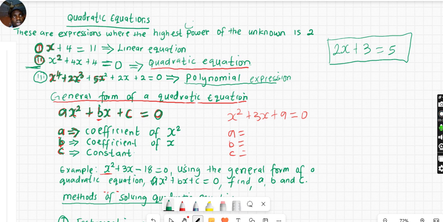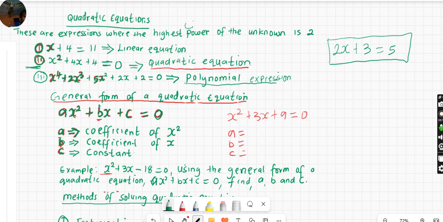The next thing we're going to talk about is the general form of a quadratic equation. Remember, we're not treating all of them, we're just treating one of them, which is the quadratic equation. All quadratic equations conform to this general form. The general form of the quadratic equation is ax squared plus bx plus c equal to 0.